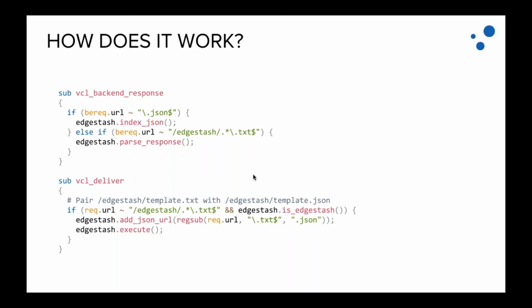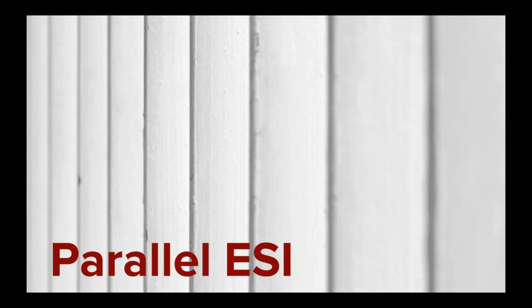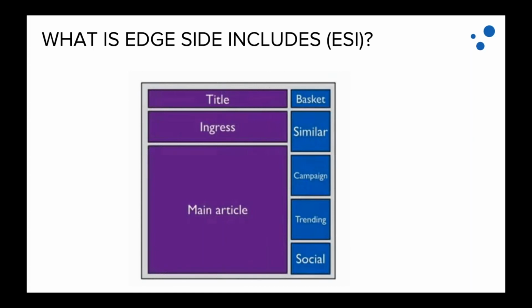The next feature, parallel ESI. To bring everyone onto the same page, you might not know what ESI is. ESI stands for Edge Side Includes. It's a markup from 1999 developed by Oracle and Akamai together. It allows you to divide a single page into different fragments.